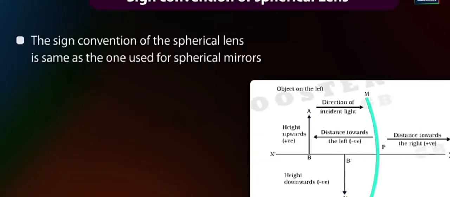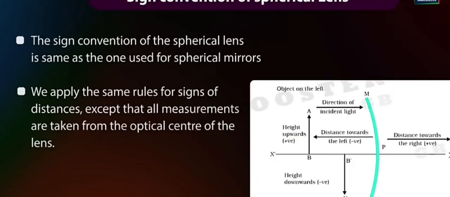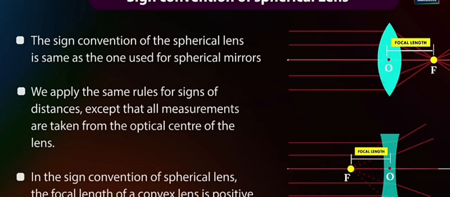Sign convention of spherical lens. The sign convention of the spherical lens is same as the one used for spherical mirrors. We apply the same rules for signs of distances, except that all measurements are taken from the optical center of the lens. In the sign convention of spherical lens, the focal length of a convex lens is positive and that of a concave lens is negative.